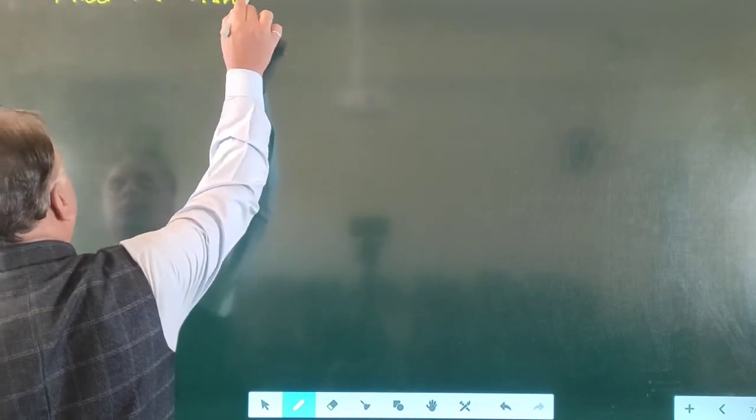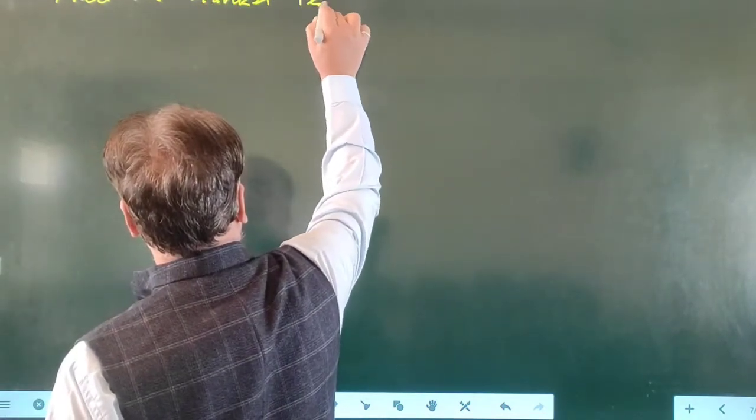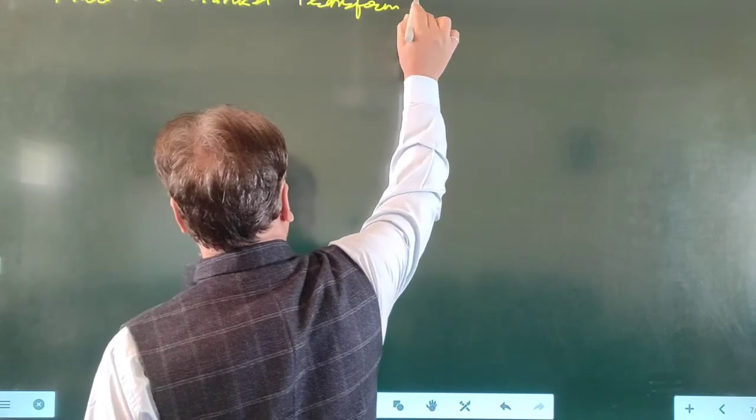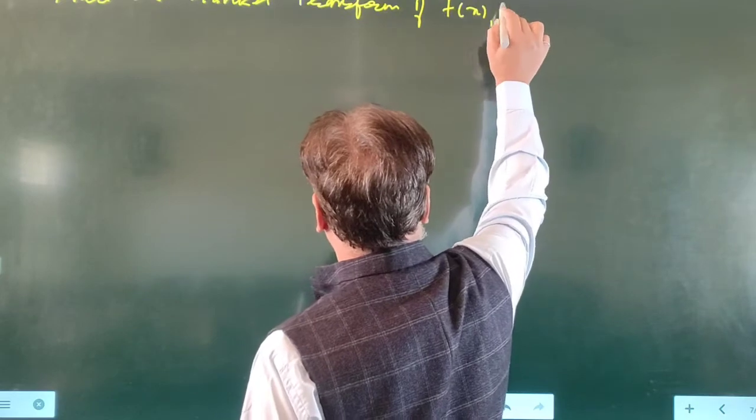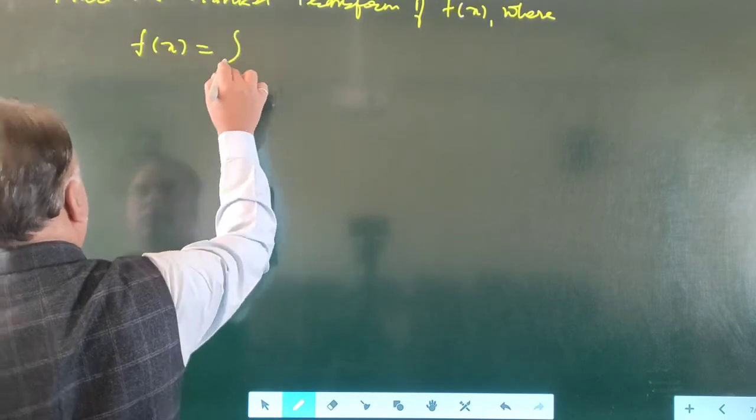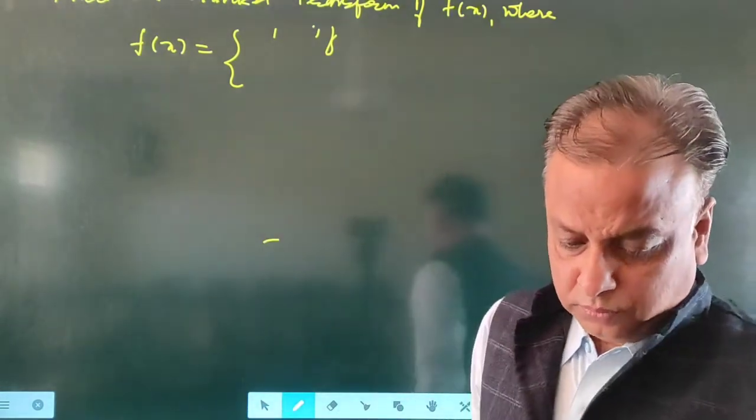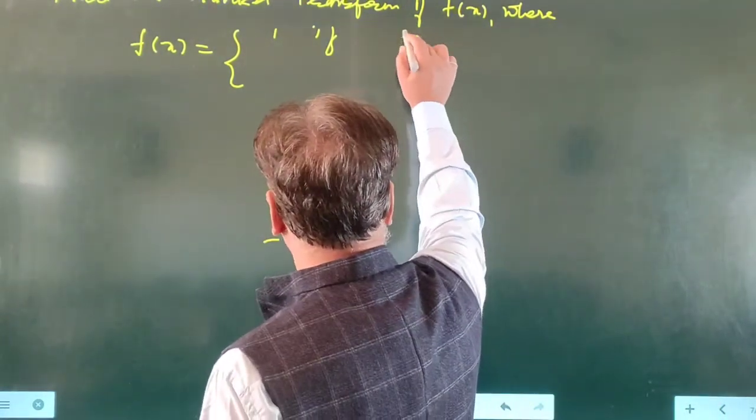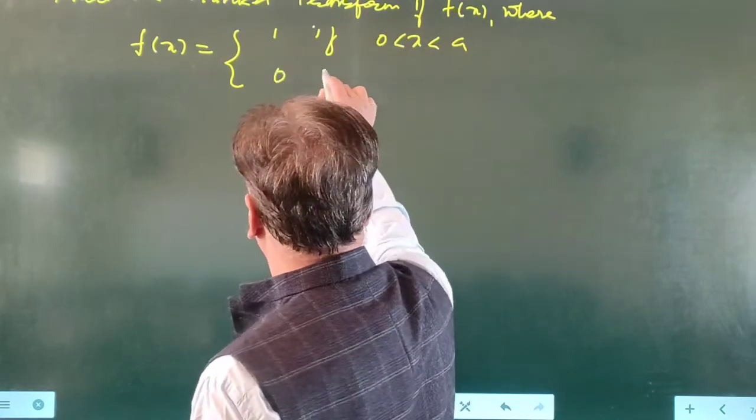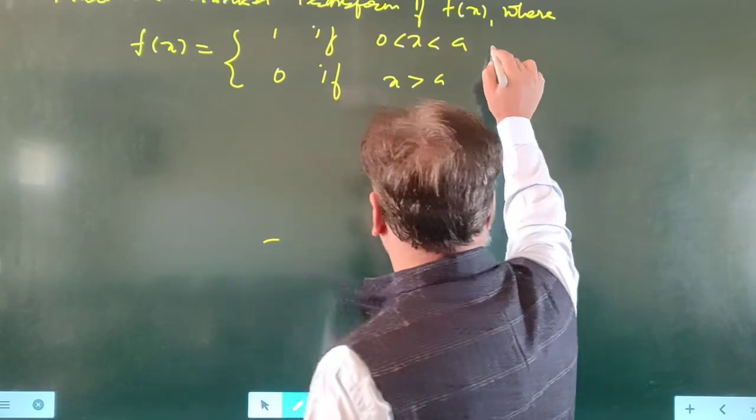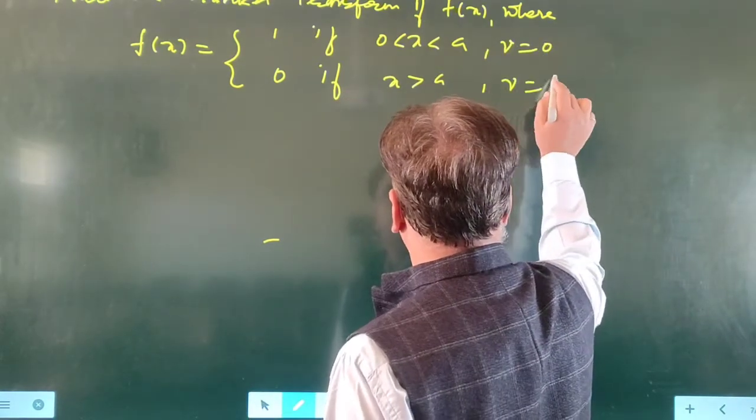Now using these results, we have to calculate the Hankel transforms of some elementary or important functions. So first we have to find the Hankel transform of f(x), where f(x) is equal to 1 if x lies between 0 and a, and 0 if x is greater than a, for nu equal to 0.